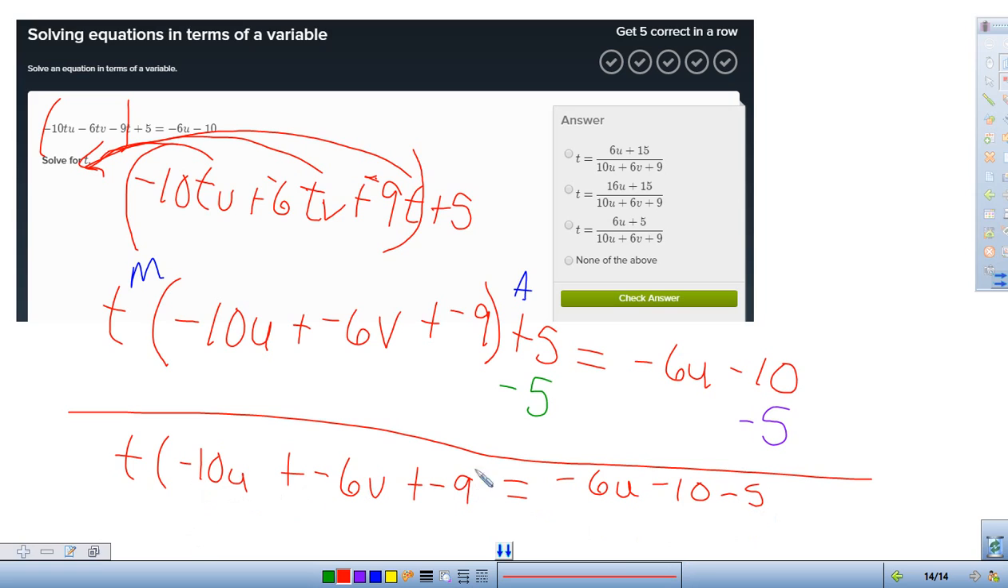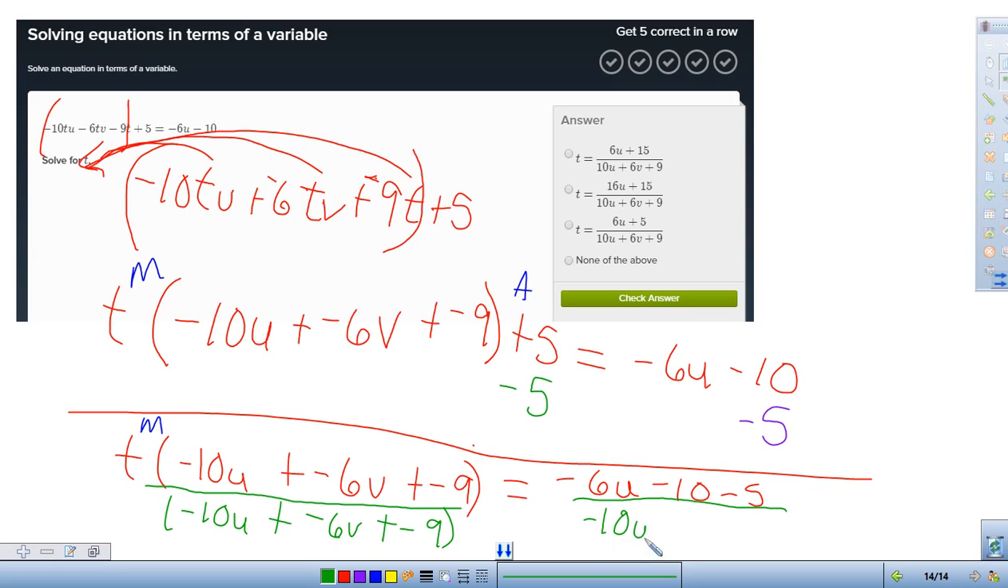So now, since this is all just multiply, it's the only thing left happening to t, I solve it by dividing. I want to divide by the factor I want to get rid of, and the factor I want to get rid of is this factor, negative 10u. Right? This is a factor in the entire expression, which is a product, right? This is one factor, and the factor is a sum of 3 terms, right? So plus negative 6v plus negative 9. So I'm going to divide by that, which means I'm going to divide this side by negative 10u plus negative 6v plus negative 9.